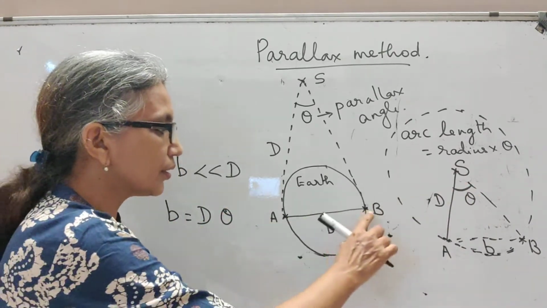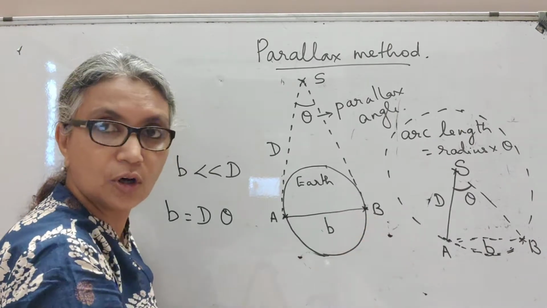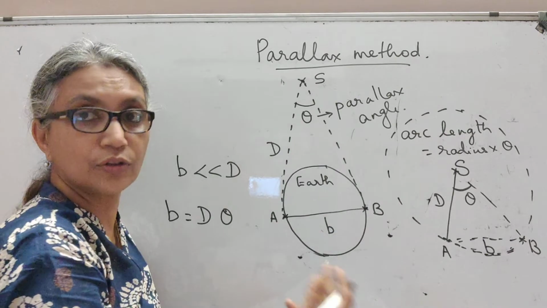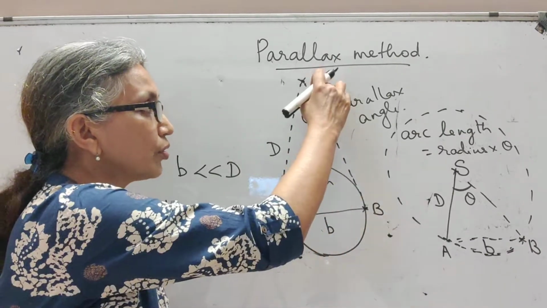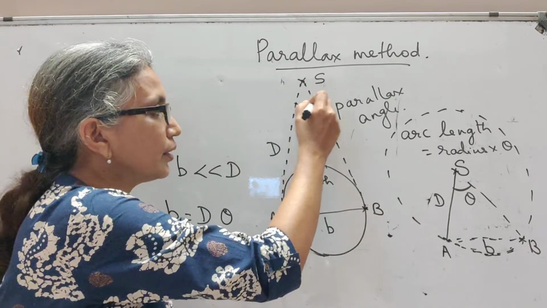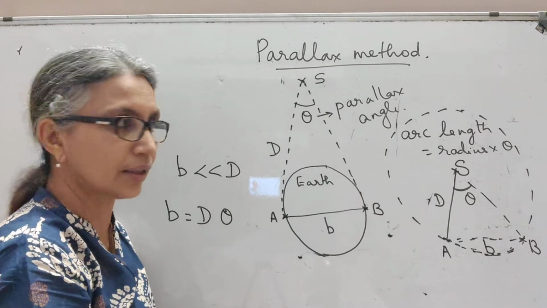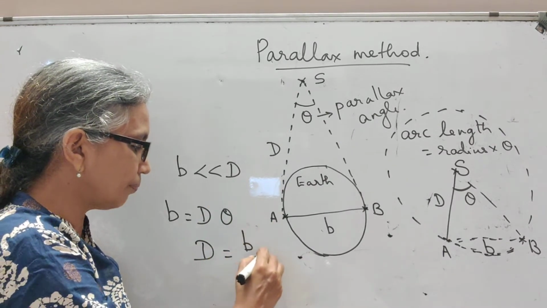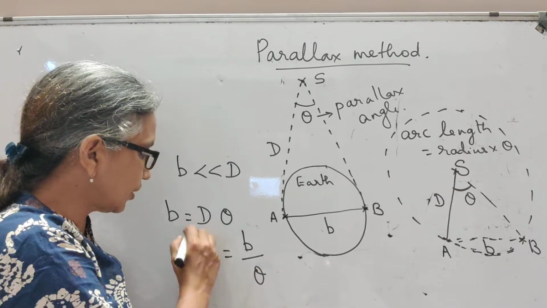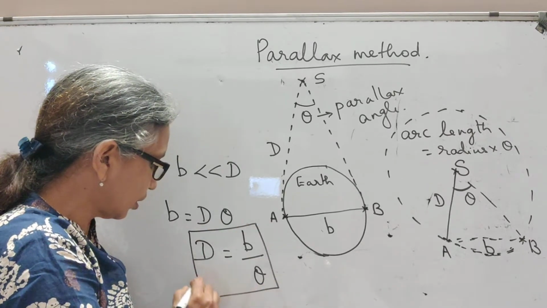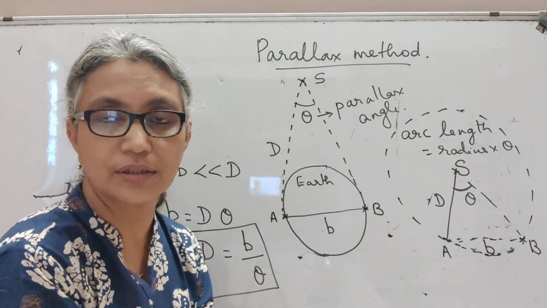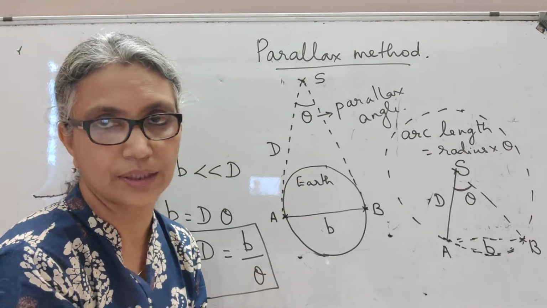Here b is the distance between the two diametrically opposite points that we have taken on the Earth. Capital D is the distance D that you've been asked to measure, that is the distance of the star from the Earth, and theta is what you call the parallax angle. So you may find out D using the formula b by theta. So this method is used to measure large distances, and this method is what you call the parallax method.